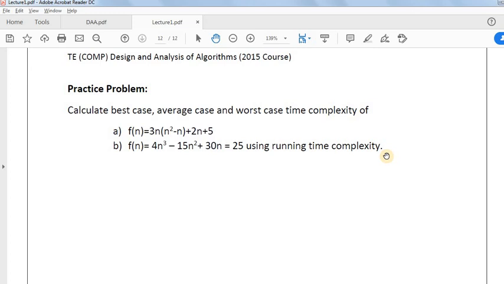Users are advised to check the previous example for solving. In case of doubts, you are always free to ask.